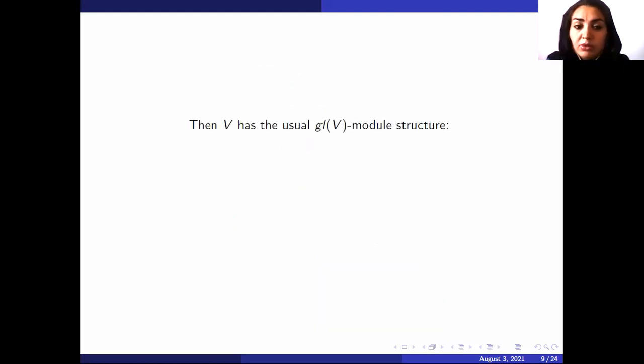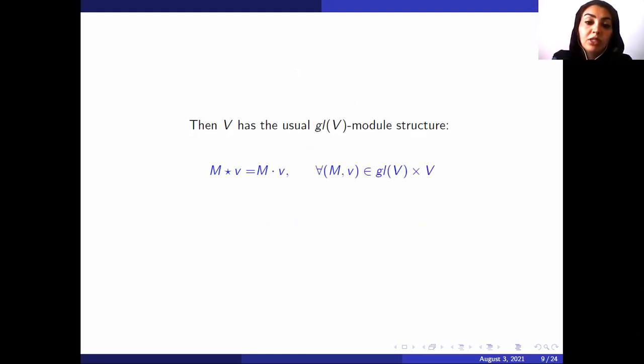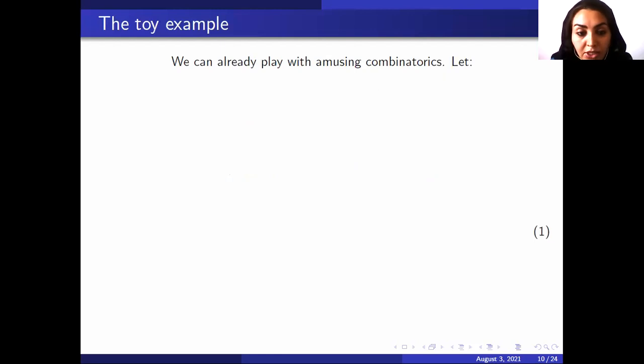Now this is a very simple but important observation, which is this: any vector space V is a gl(V)-module, and the module structure is like this. You take a matrix, you take a vector, and you define the product to be the multiplication of the matrix by the vector. It is so simple, but very important.